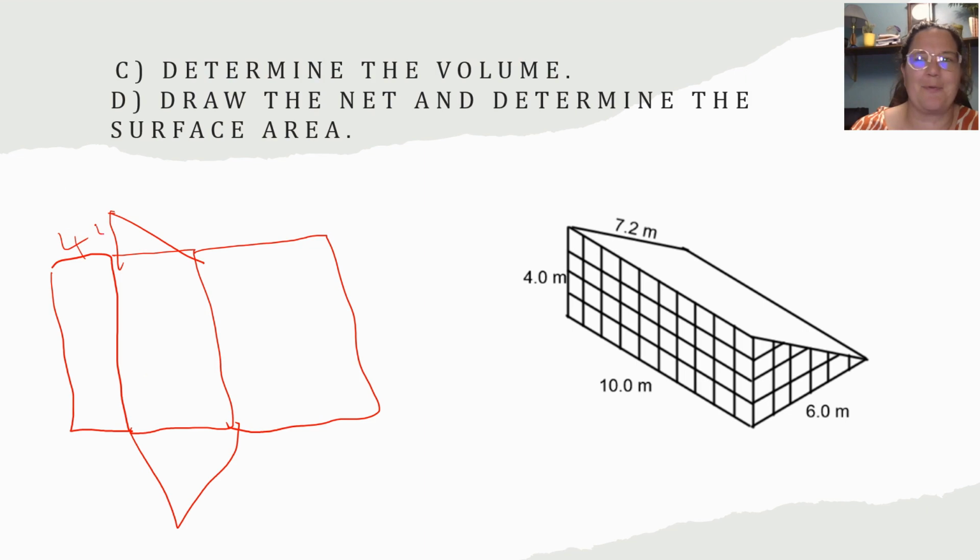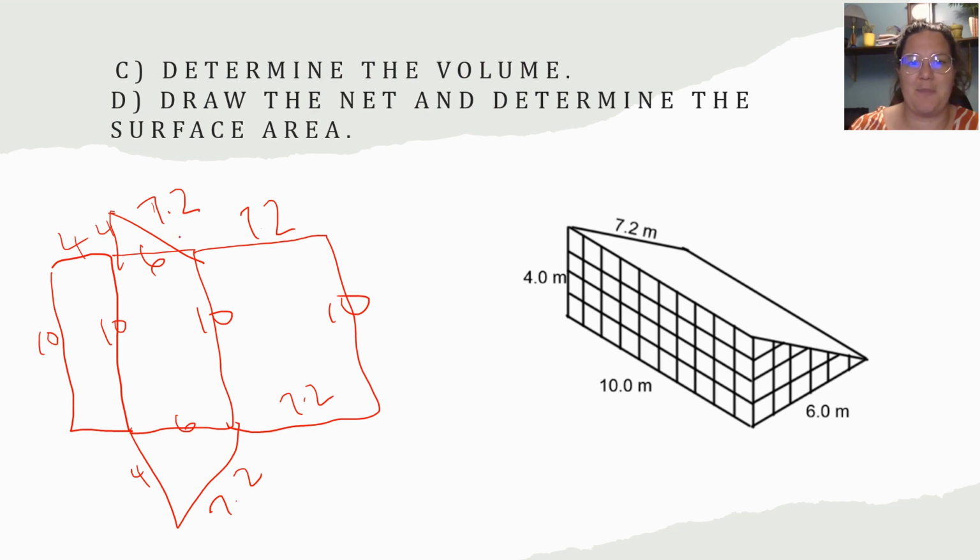So these are both 4. We have a 10 here. All the middle ones are 10. Our slant here is 7.2. That's not the height, that's the slant. Again, here we'll have 7.2 and 4, so those top and bottom match. We have 6 in the middle, 7.2 here as well. So here's all our sides. None of them match except for the top and the bottom.